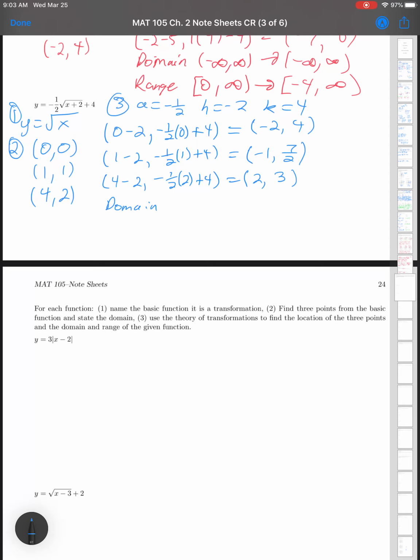And then the same thing happens for the domain and range that happened above. We list the original domain, which in this case is 0 to infinity, and the original range for the basic function, which is also 0 to infinity. If you're not sure about those, you can graph it and look at the graph and see what the domain and range are. And then for the domain, we add h to this, so h is -2, so the new domain is -2 to infinity. And for the range, we multiply by a, which is 0 times -1/2 is still 0, and then we add k.